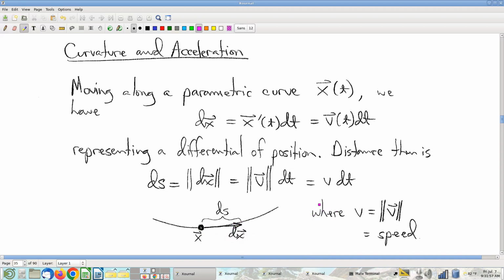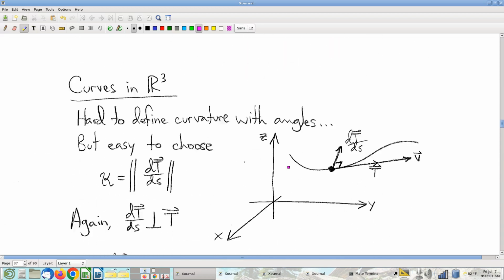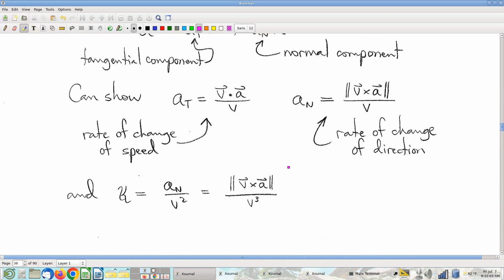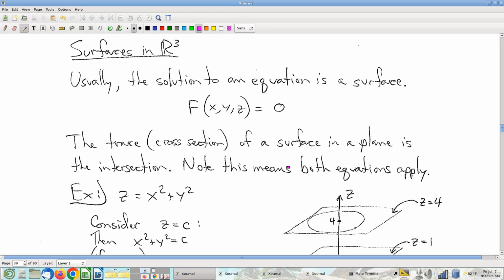Okay. So, all that said, moving on now, we're going to skip all this stuff about curvature and dive into the section on surfaces in R3. So here we go.